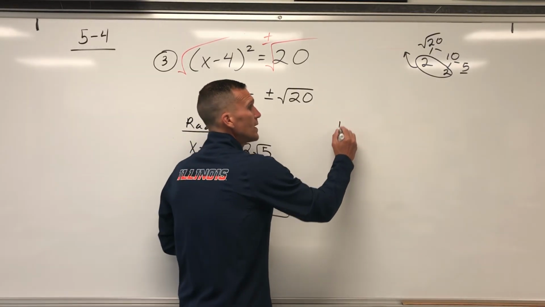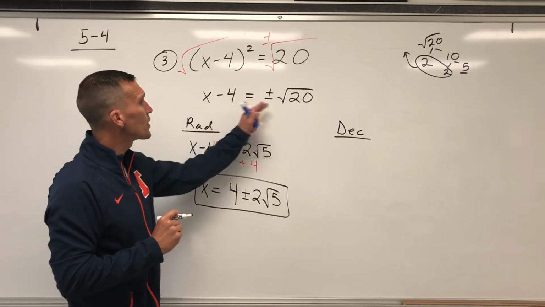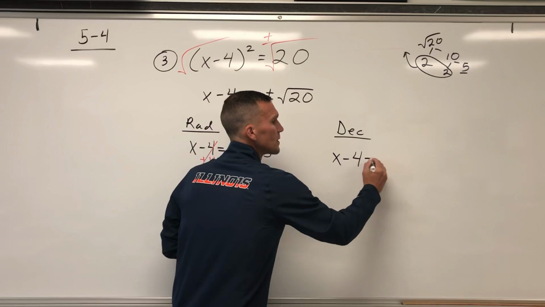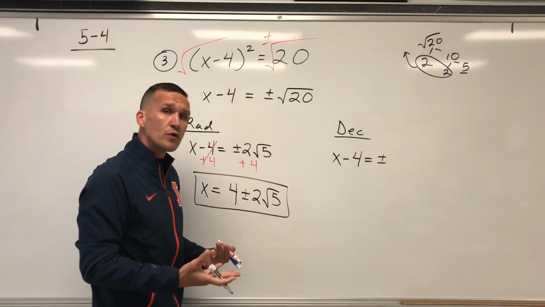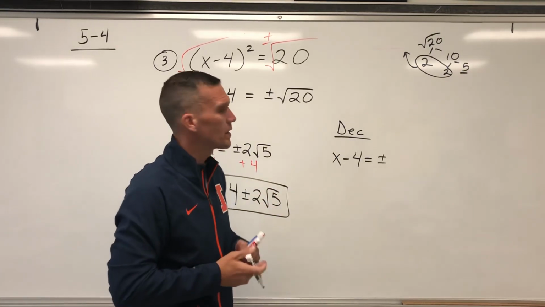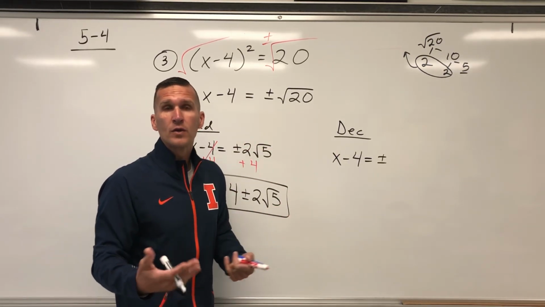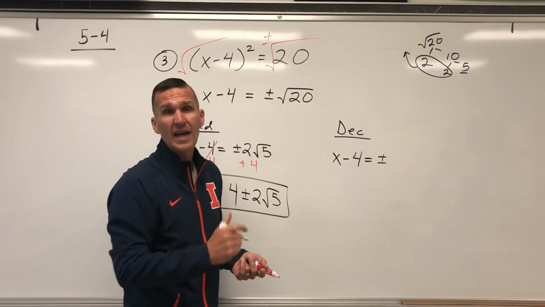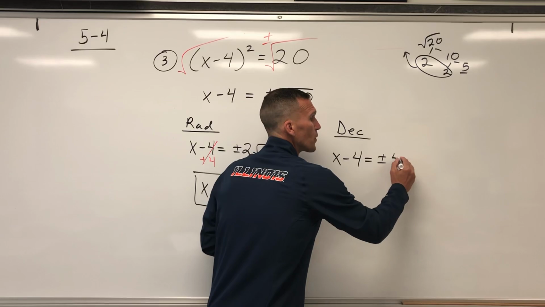But the other way is decimals. We're going to take this, and we're going to write x minus 4 equals plus or minus, but we're going to take out our calculator and do the square root of 20. Now, when you do the square root of 20 in your calculator, or cell phone calculator, or whatever, you're going to get a long decimal. Well, you want to round, and normally we round to the 10th place, which is one place or digit after the decimal. So when you round correctly, you would round to 4.5.